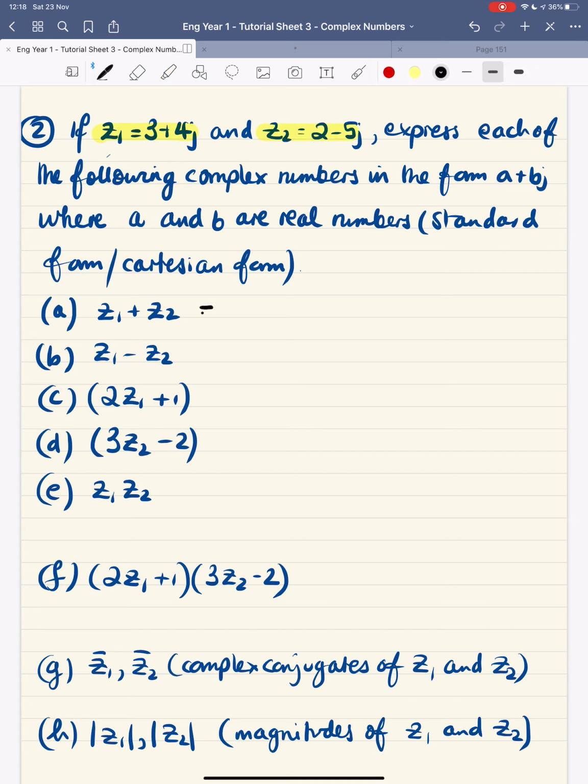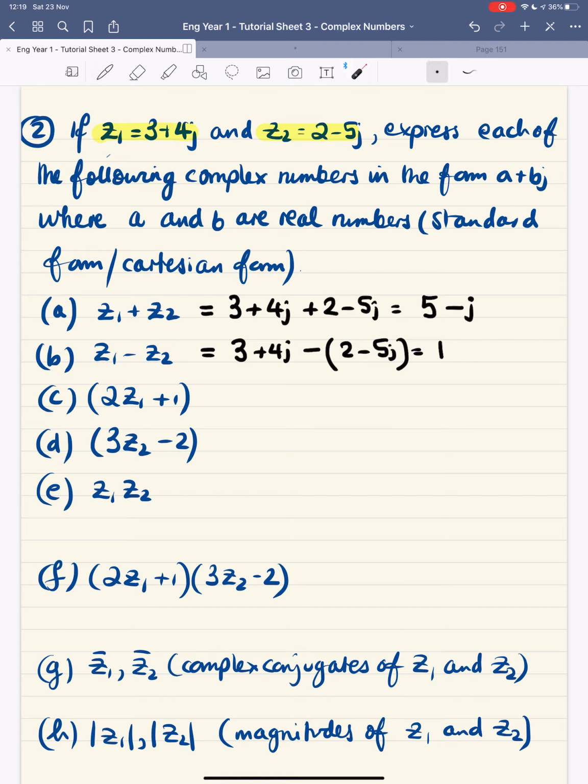So this is going to be 3 plus 4j plus 2 minus 5j. Do the reals first of all. 3 plus 2 is 5, and then 4j minus 5j is minus j. The second one is 3 plus 4j minus 2 minus 5j. So the reals are 3 minus 2, which is 1. And the imaginary is 4j minus minus 5j, so it's 4j plus 5j, which is plus 9j.